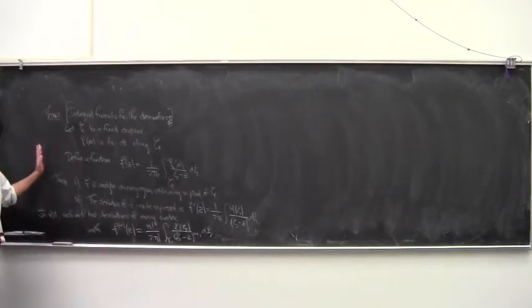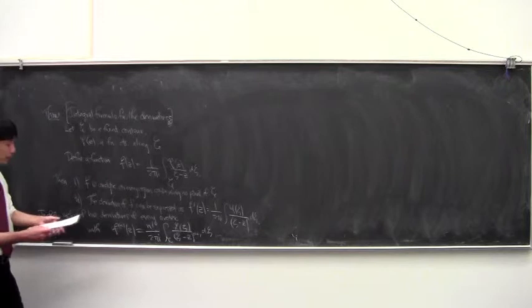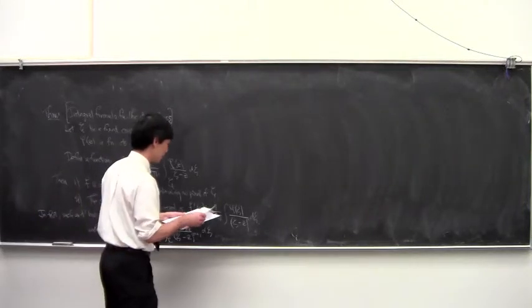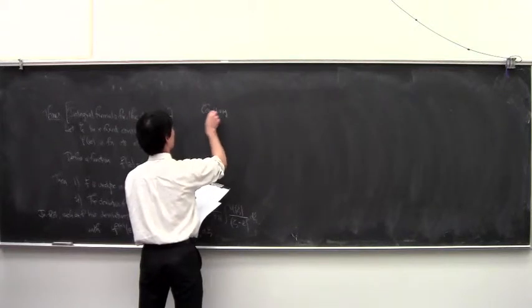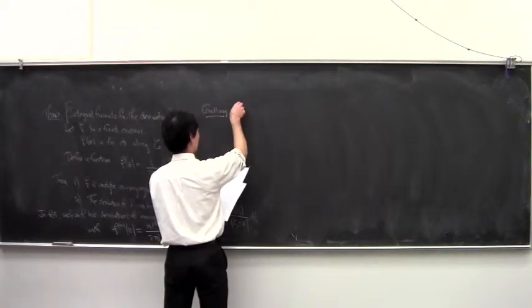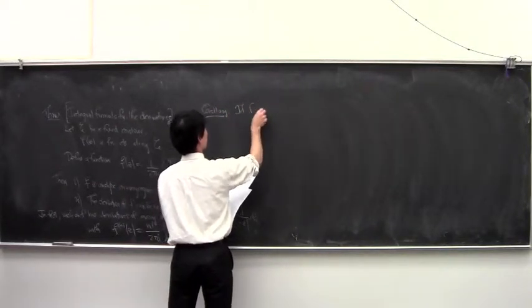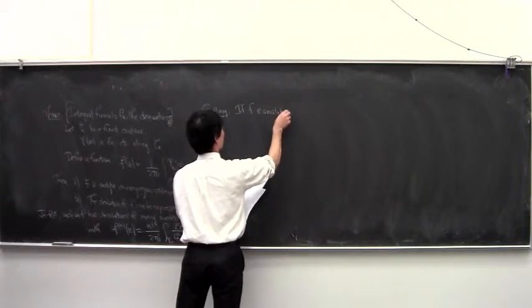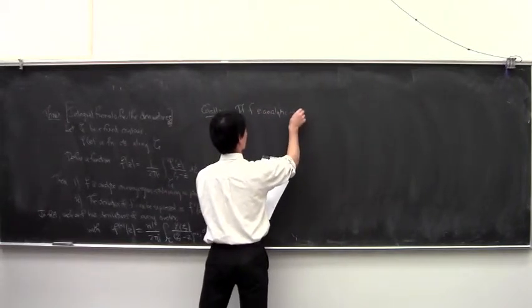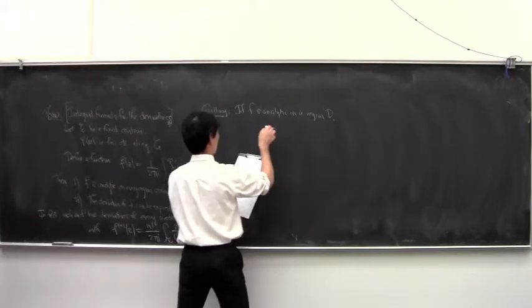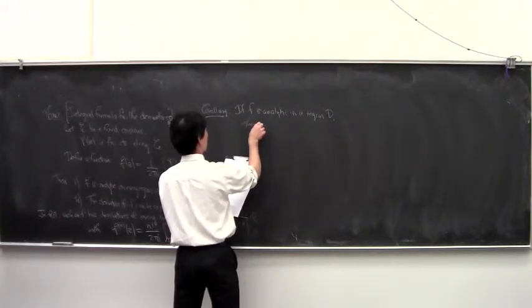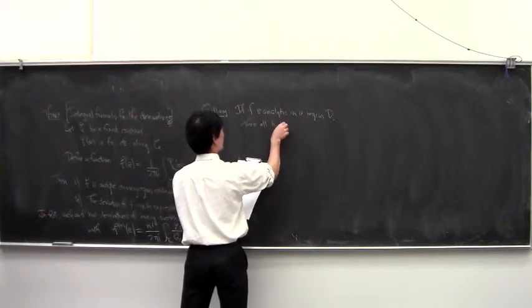So this is more general, and it implies a corollary about analytic functions. Maybe I should write it here. Corollary. In particular, if f is analytic on some region D, then all higher derivatives exist.